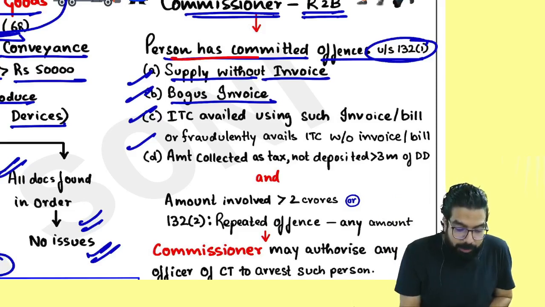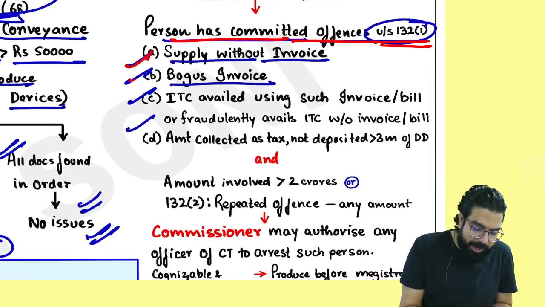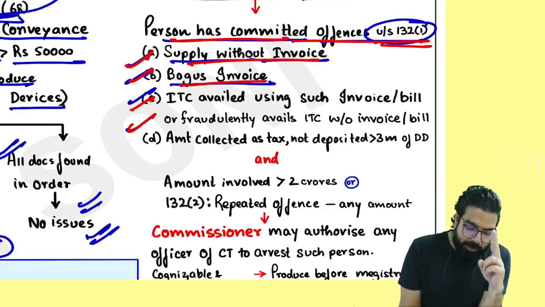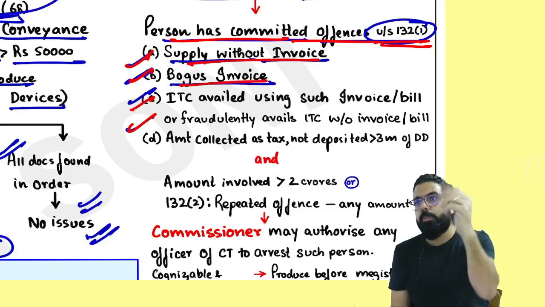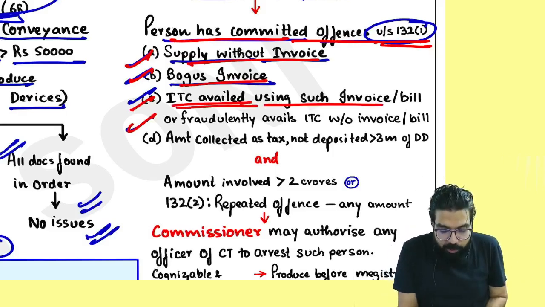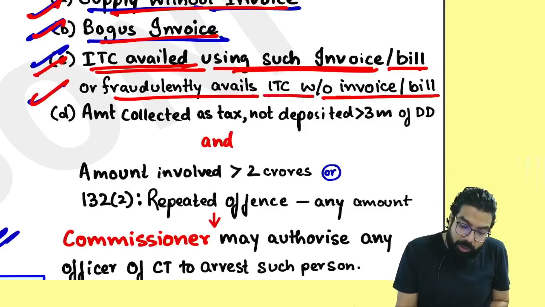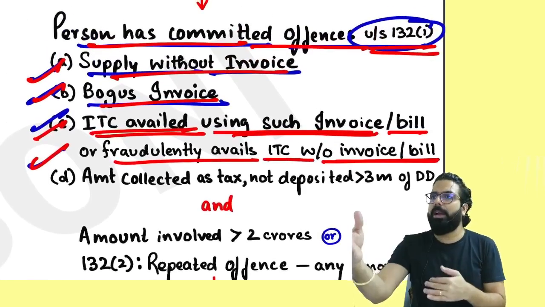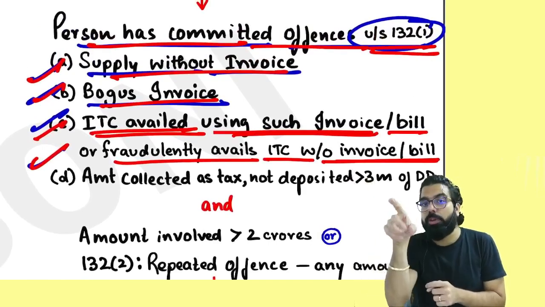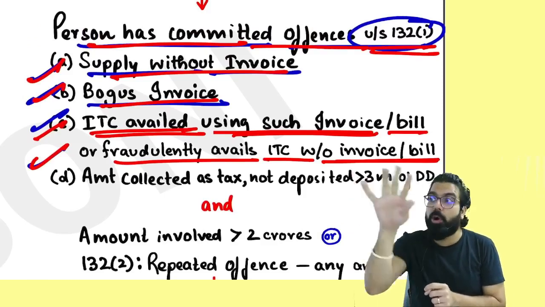Everyone here, where did I go? A person has committed an offense under section 132(1) A, B, C, D. What are A, B, C, D? Supply without invoice. Invoice without supply means I'm giving you a bogus invoice and you took credit on the basis of that bogus invoice. ITC availed using such invoice or bill, or fraudulently availing ITC without invoice or bill. Number 1, supplied but did not give an invoice. Number 2, gave an invoice but did not supply. Number 3, you took ITC without an invoice or on the basis of a bogus invoice.